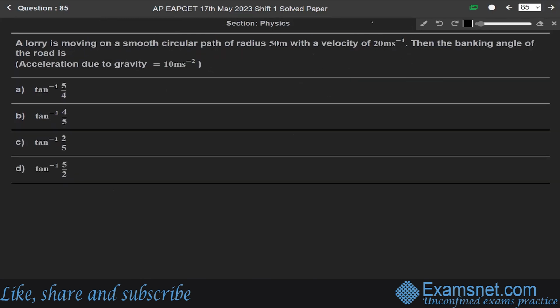Now next question 85. A lorry is moving on a smooth circular path of radius 50 meter. The radius is given as 50 meter, with a velocity V given as 20 meter per second. We have to find the banking angle of the road. So this question is from the chapter of laws of motion.